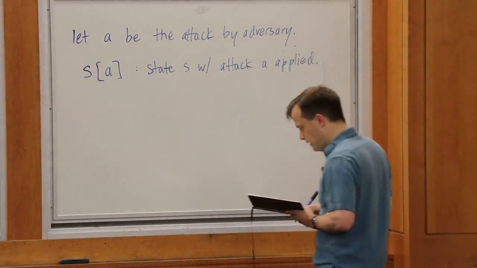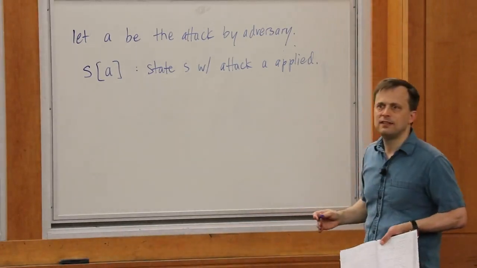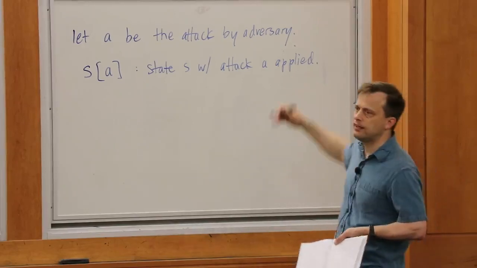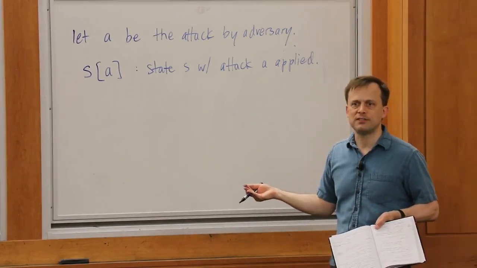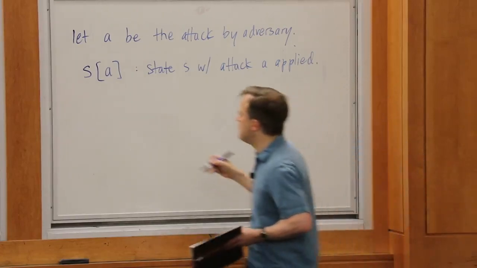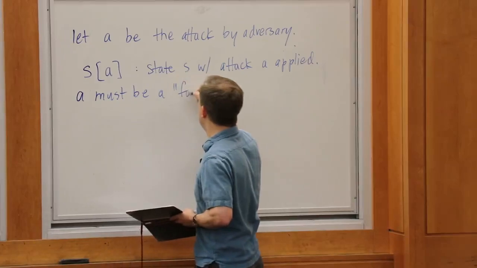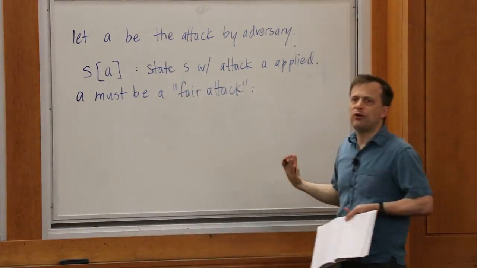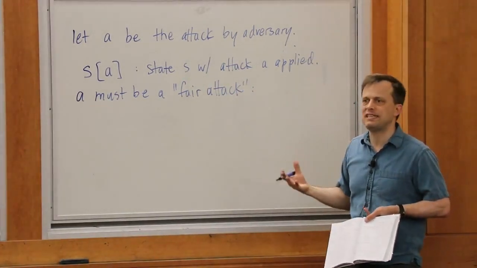Now, if the adversary gets to change anything they want, then there's a problem. If the adversary writes an attack that directly reads confidential data, then you've already lost. So we have to limit the adversary to attacks that make sense. So A must be a fair attack in our terminology. That is, it can't directly break the non-interference properties. It can't directly steal information.